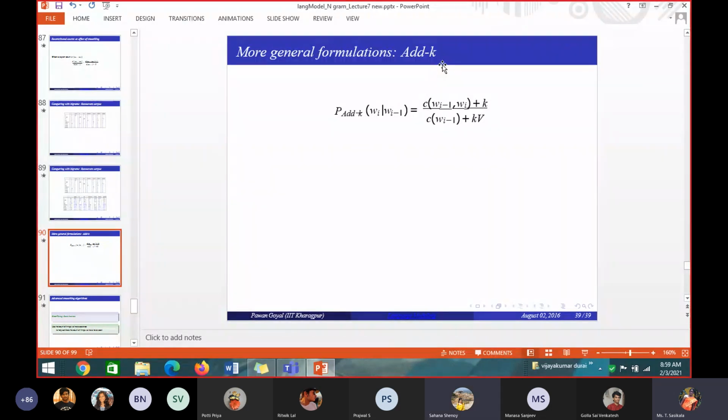If I substitute 1 for k, what formula will I get? C of wi minus 1 comma wi plus 1, divided by C of wi minus 1 plus 1 into V. So did we get the same formula as add 1 estimation? Yes. So that's a generalized formula, and that's why they call it add k. Generally they will add 1, a minimum of 1 so that 0 becomes 1. Sometimes, if you want, you can make it add 2, add 3, add 4, add 5, any number.